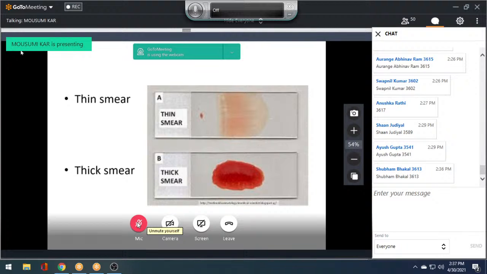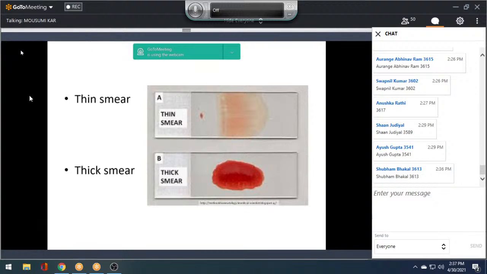No one else. Malaria knowledge, that's what I'm looking for. Very good. One more. Knowledge. Very good. So there are 5 species of malaria.